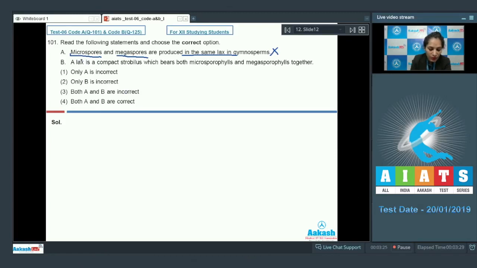B statement. A lax or a cone is a compact strobilus, which bears both megasporophylls and microsporophylls together? No. A female cone has megasporophylls, whereas a male cone has microsporophylls. A single cone cannot bear microsporophylls and megasporophylls together as they are heterosporous. So statement B also is incorrect. So both the statements are incorrect. It means the correct option for the given question is option number 3. Let's move on to the next question.